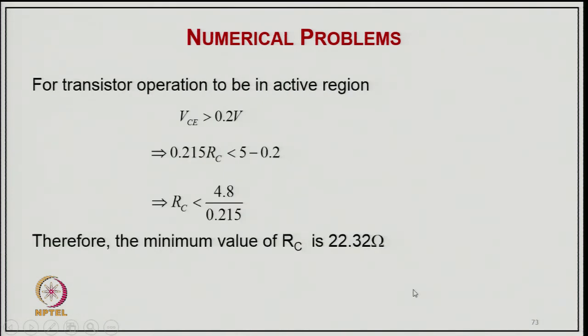So, from here you will find VC is greater than 0.2, and from which you can put the value: 0.215 RC is less than 5 minus 0.2. So, RC comes to be less than 4.8 by 0.215. So, RC should be, therefore, the minimum value of RC typically from this will be 22.32 to pull it into the active region.